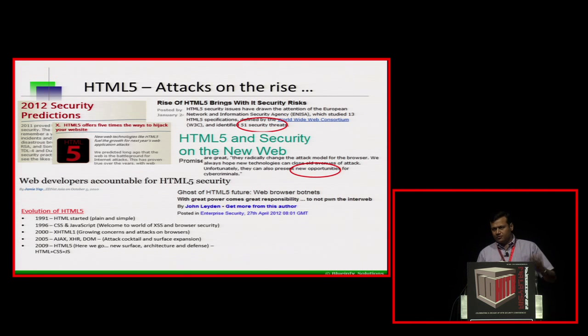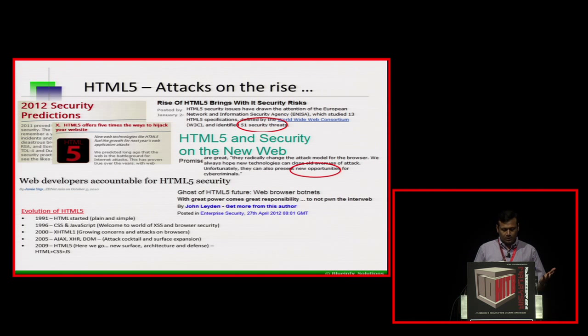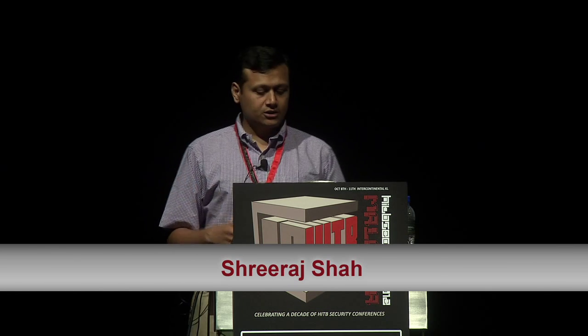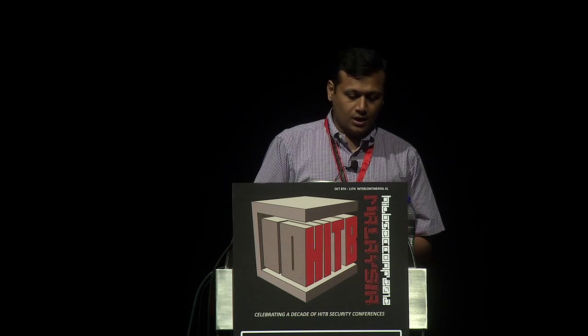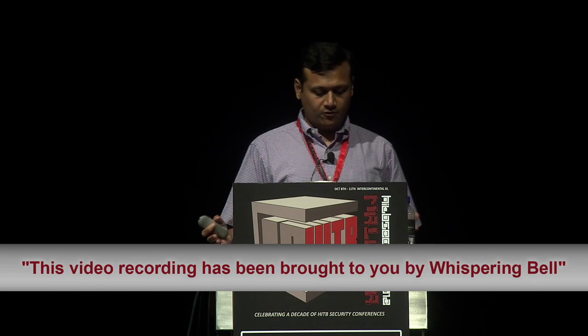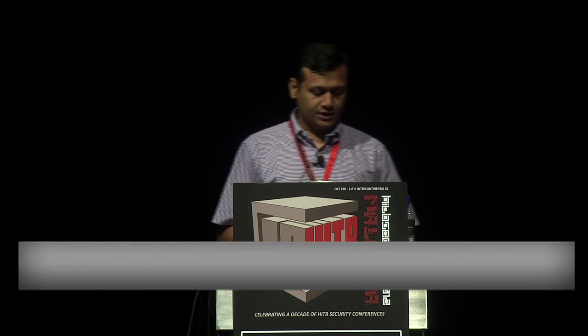Looking at the brief history of HTML, it all started in 1991, but the major breakthrough in the HTML standard came in 2005, when XHR, AJAX, DOM, and so on came into the picture. All of a sudden this gave more horizon and more attack surface to the browser. In 2009, the HTML specifications were spiced up and called HTML5, and a new surface, new architecture, and new defenses came into the picture.